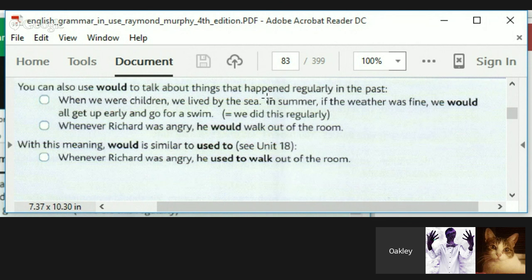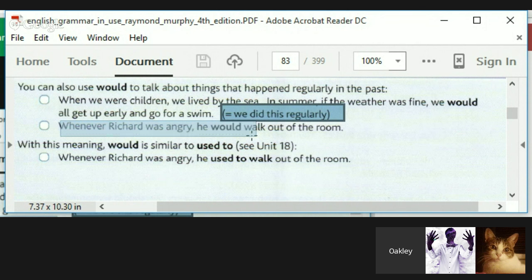It's a little less straightforward, a little more whimsical, a little more subjunctive. So, for example, when we were children, we lived by the sea. In summer, if the weather was fine, we would all get up early and go for a swim. Okay, we did this regularly is the meaning. Just like used to, actually.